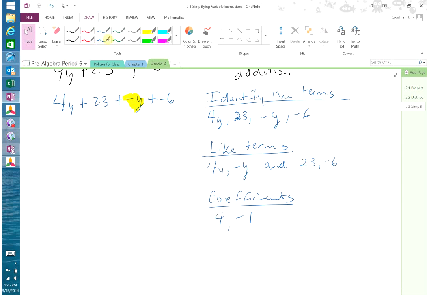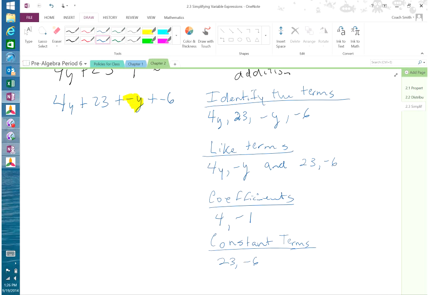The final thing they want us to list is the constant term. What are the constant terms in this problem? 23 and -6. Those are your constant terms. So all of that's the information they want for this one problem. We're not doing anything with the information yet. We will here in a few minutes.